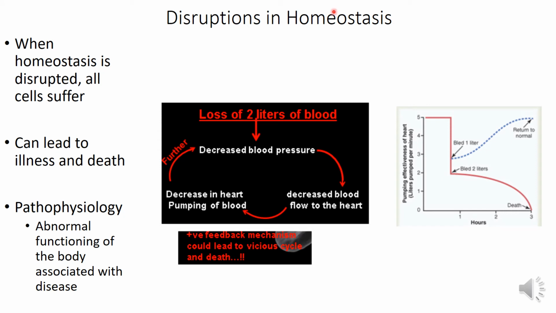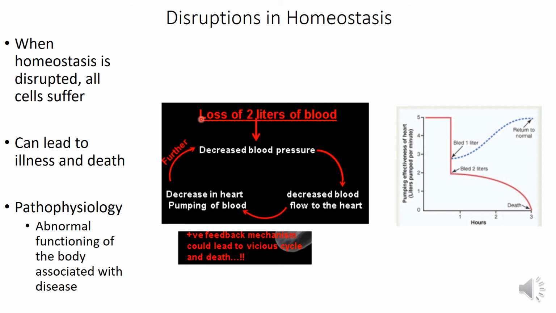What happens when homeostasis is disrupted? Homeostasis, if you remember the definition, is maintaining a stable condition in the body. So if this condition is disturbed, this will lead to problems in the body. And as you can see, when homeostasis is disrupted, all the cells suffer, and sometimes it may cause death or at least illness. So let us see an example of disruption of homeostasis.